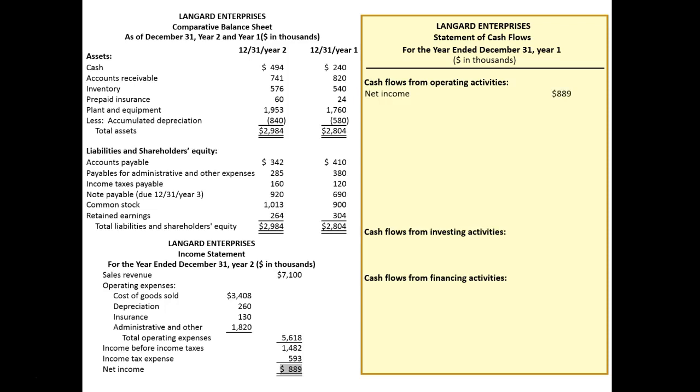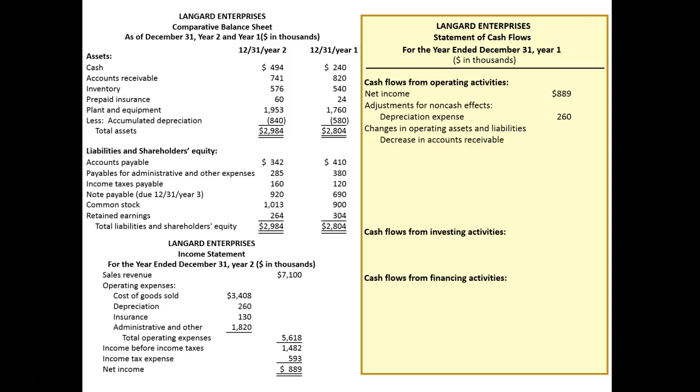So we start with our net income of $889,000. Then we adjust for changes in some of those balance sheet items. Depreciation expense is a non-cash expense that we will add back. We didn't need cash to show that depreciation expense, therefore we add it back. Changes in operating assets and liabilities.